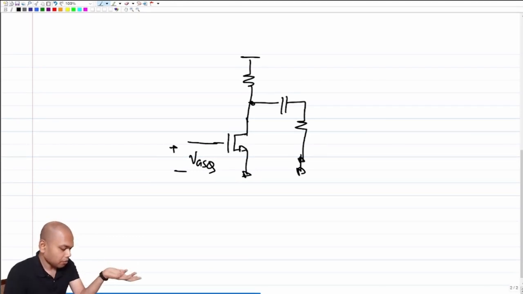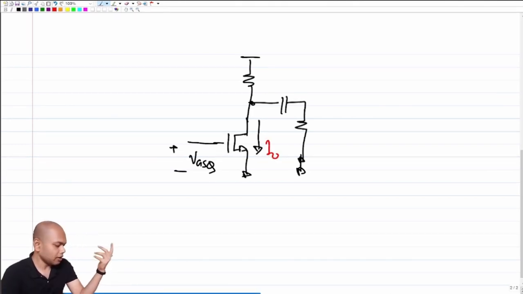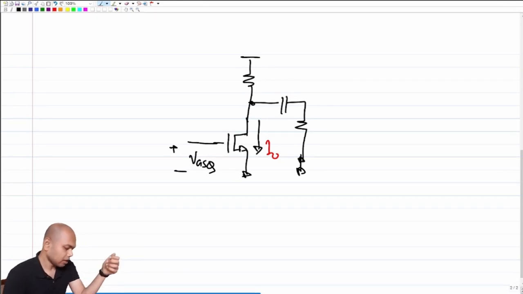So now, what solution do I have? All I am saying is that this VGSQ cannot be a fixed voltage, but the VGSQ has to be such that I sink in a current which is, let's say, equal to some IDS. Let's say this current has to be I naught. I am looking forward to generating a VGSQ which senses the current I naught and gives me that VGSQ.